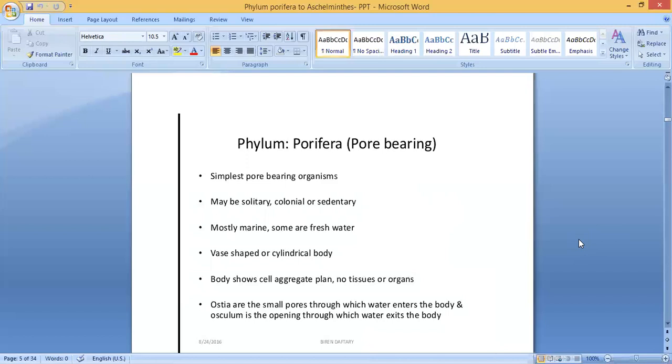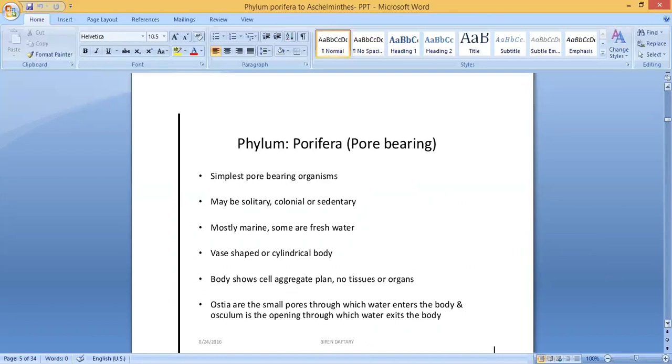It means their body is made up of cells, a collection of few cells, but there is no tissue or organs. So no tissues, no organ systems, but they contain only a collection of cells. Clear? So the body shows a cell aggregate plan, no tissues or organs.